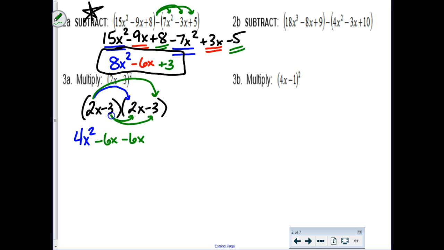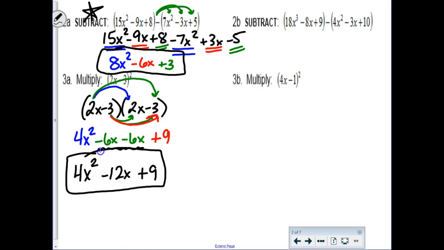Some of you are very competent in your operations, and you can do some of this in your head, which is awesome. Negative 3 times negative 3 is plus 9. So the only thing I expect you to do now is to look at these green terms in the middle, and because they are like terms, I want you to add them together. So 4x squared minus 12x plus 9. There we go. So all your answers in this section should come out to be like standard form polynomial answers.